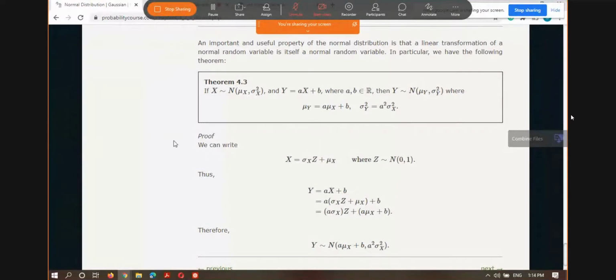Another result is that if x is a random variable with mean mu x and variance sigma x square, and we have another random variable y which is ax plus b, where a and b are two real numbers. Then y is also a normal random variable with mean mu y and variance sigma y square, where the value of mu y is given by a mu x plus b, and variance sigma y square is given by a square sigma x square.